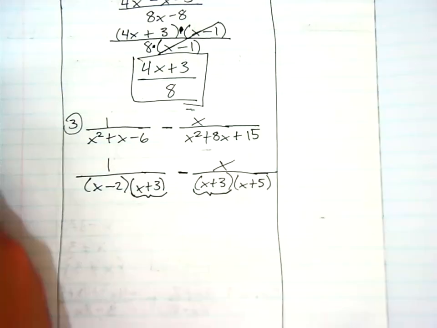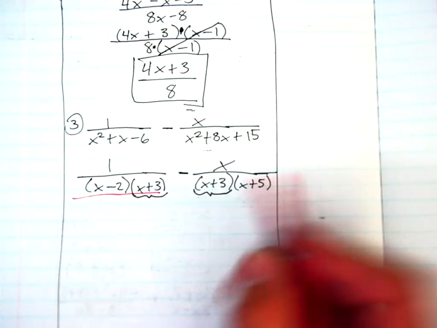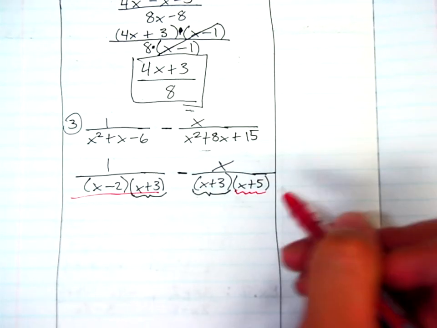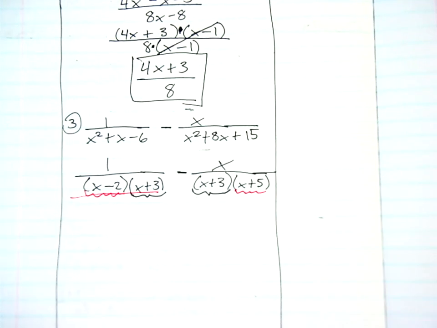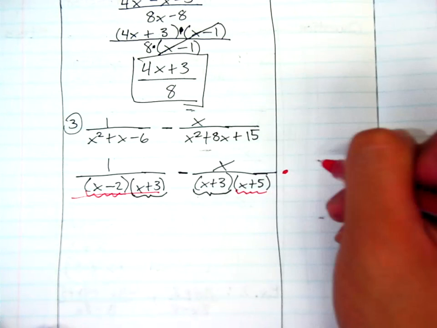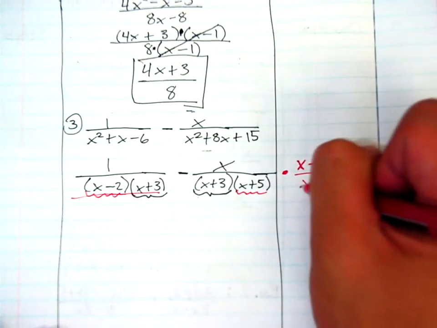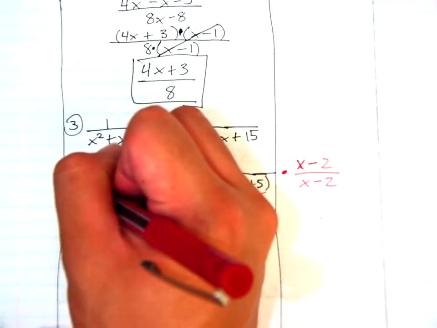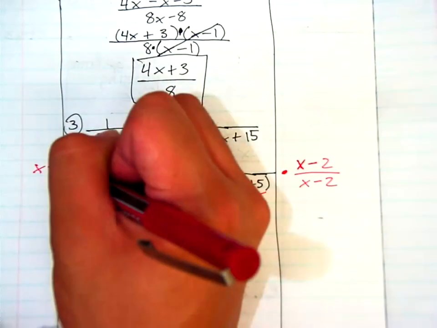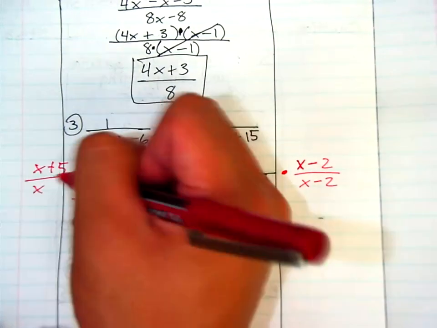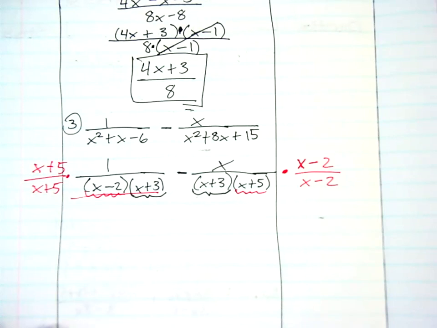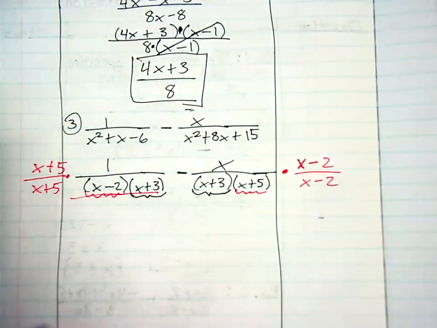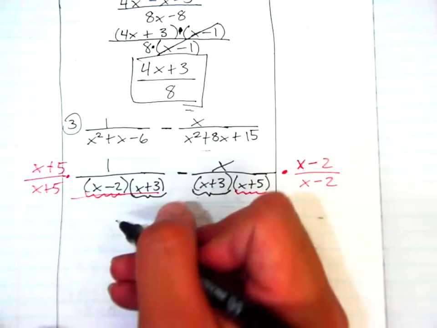In this case, this term is missing this guy. This term is missing this guy. So what I have to do is multiply each one by the part that it's missing. And remember, whatever you multiply to the top, you also have to do to the bottom. Alright, so there's some multiplication involved. I'm going to leave the denominators exactly as they are, so don't bother multiplying them out.